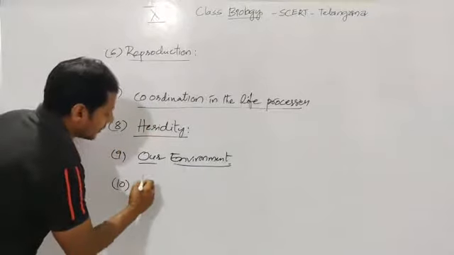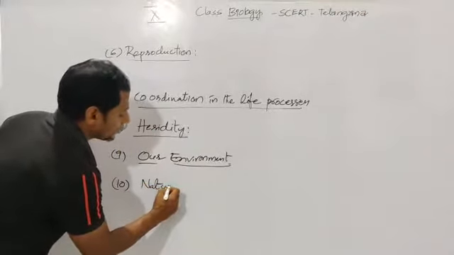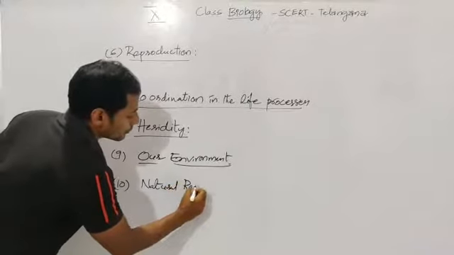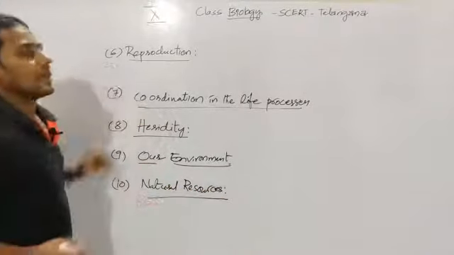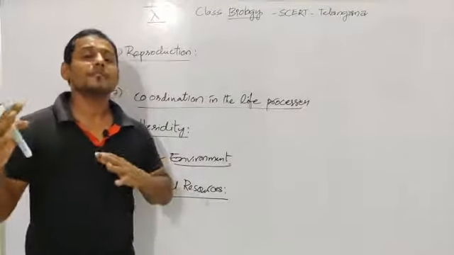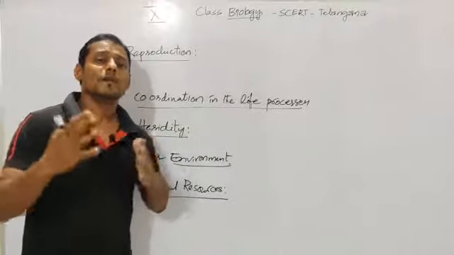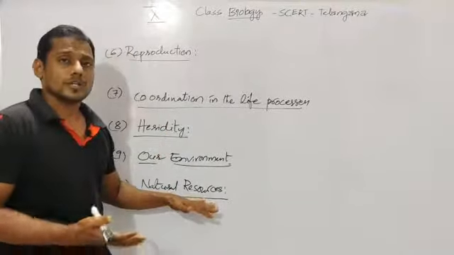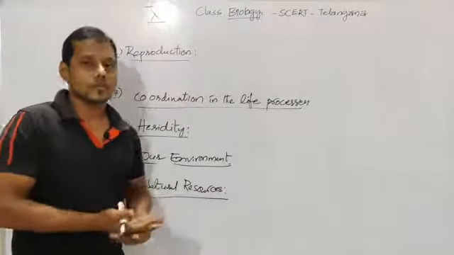And then in the last unit we are going to learn about the natural resources. So natural resource means the things which are available in the nature and which are useful for the development of human welfare are nothing but resources. If they are available in the nature, they are called natural resources.